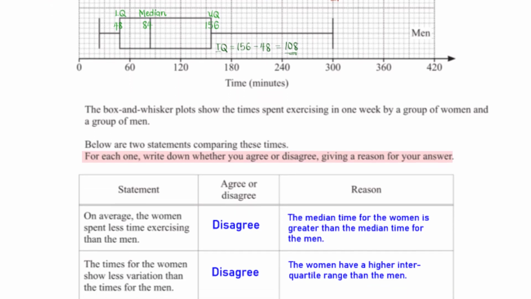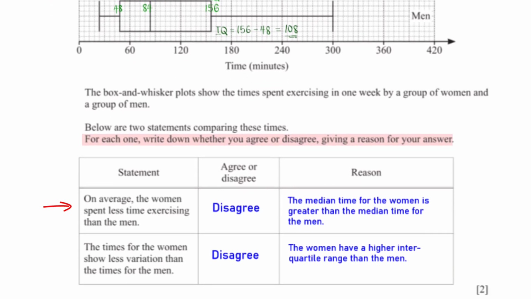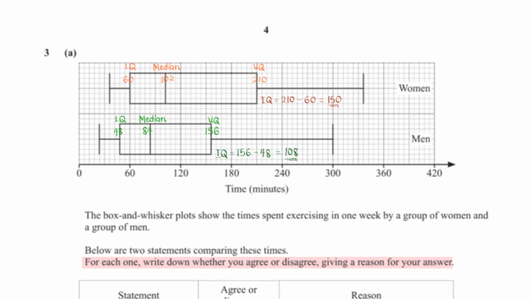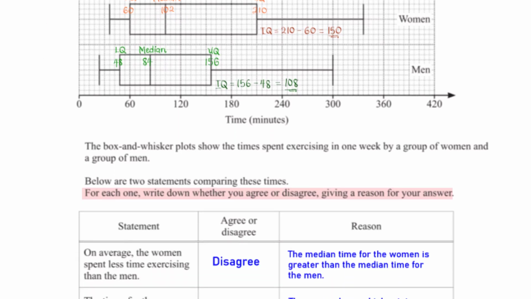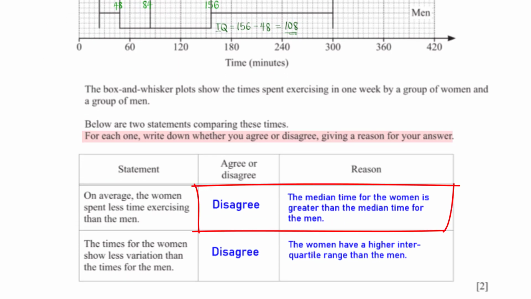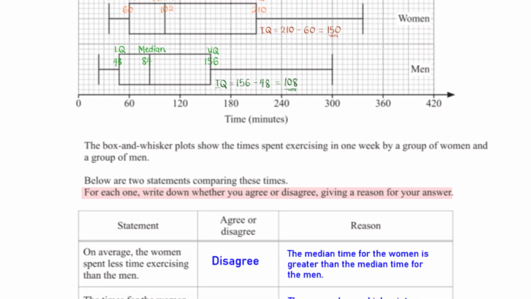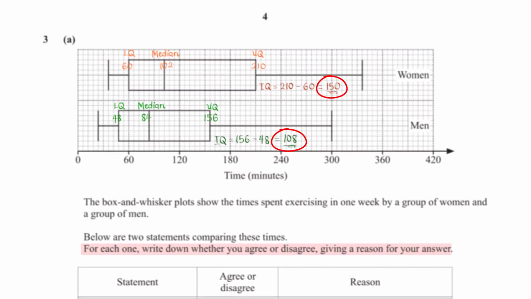For the first statement, we have, on average, the women spent less time exercising than the men. I disagree with this statement because the median time for the women is greater than the median time for the men. For the second statement, we have the times for the women show less variation than the times for the men. I also disagree with this statement because the women have a higher interquartile range than the men.